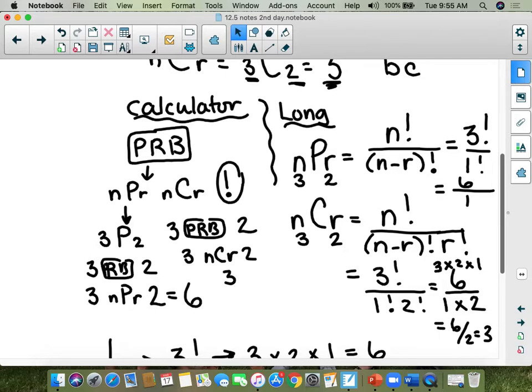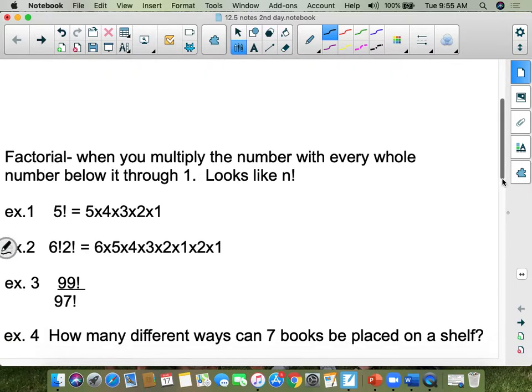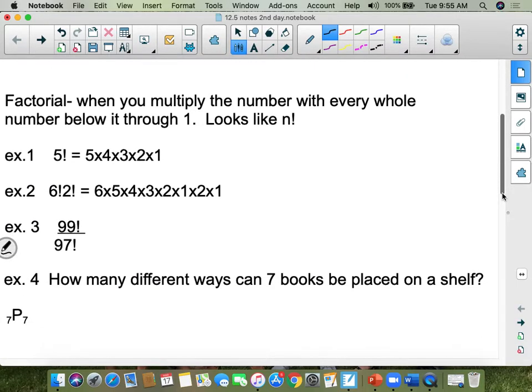Okay, let's start with the assignment now. I already explained to you what the NPR stood for, so let's go and do the first couple of examples. I already told you what 5 factorial is. 5 factorial is 5 times 4 times 3 times 2 times 1, and it's 120. This is the long way, this is the shortcut way, using the button, not using the button.